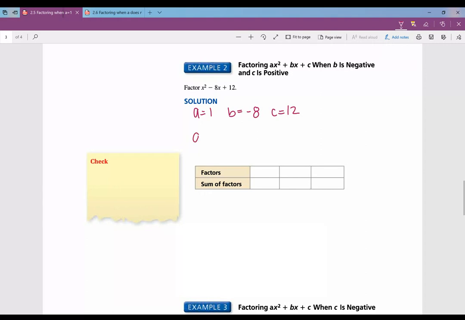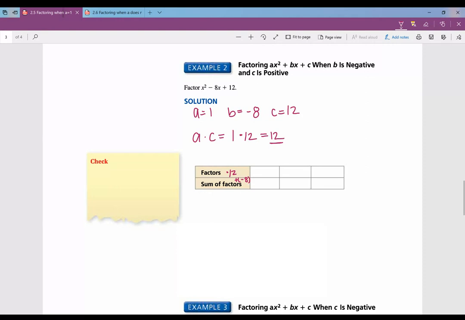Next, we need to do a times c. So that means we're doing 1 times 12, right? Those are a and c values to get 12. So we want to find two factors that multiply to 12 and that add to negative 8.